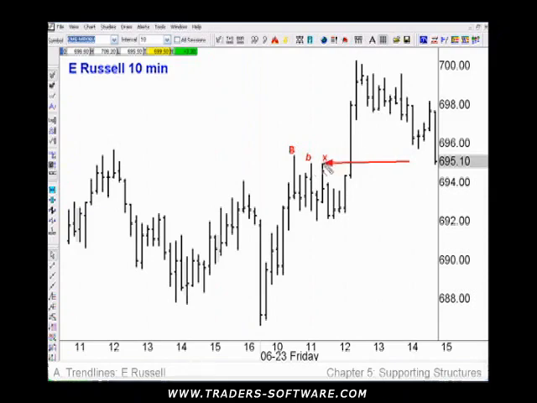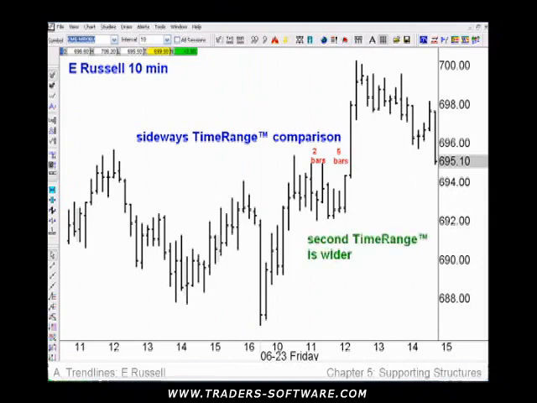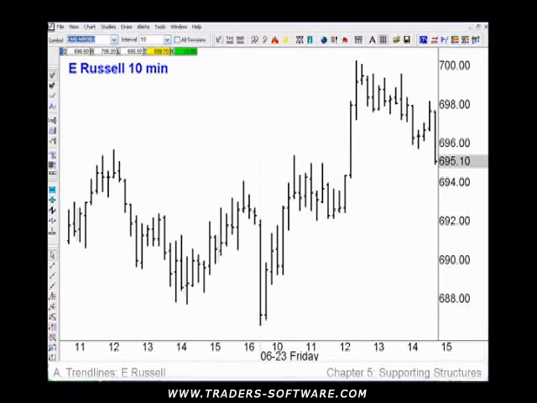We're looking at the high of X, and once it goes one tick above X, up it goes, for two very important reasons. First, we can do sideways time range comparison between here and here. 2 bars versus 5 bars. So the second time range is wider. You already know that this is 2 bars wide.